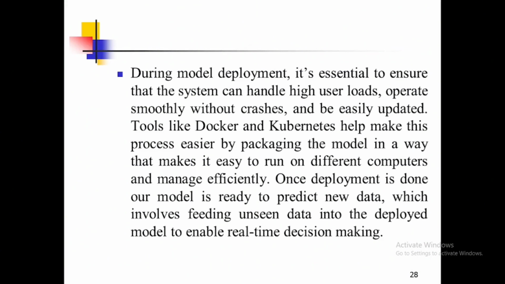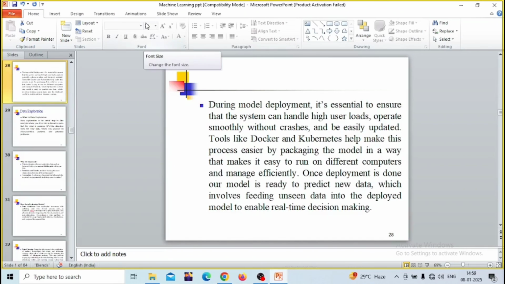Once deployment is done, our model is ready to predict on new data, which involves feeding unseen data into the deployed model to enable real-time decision making. So, thus we have covered the 7 steps involved in building a machine learning model.